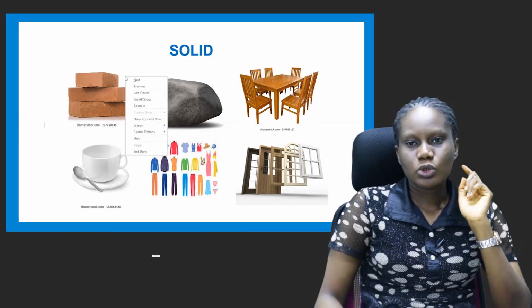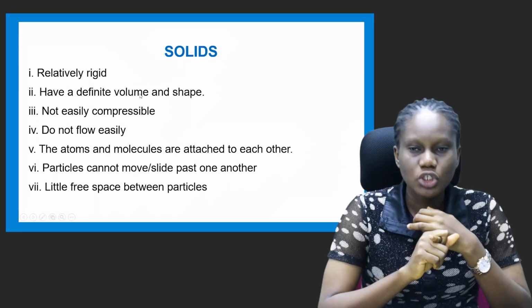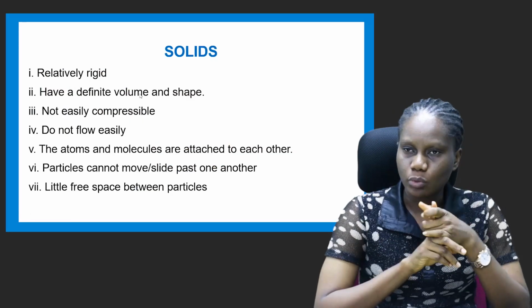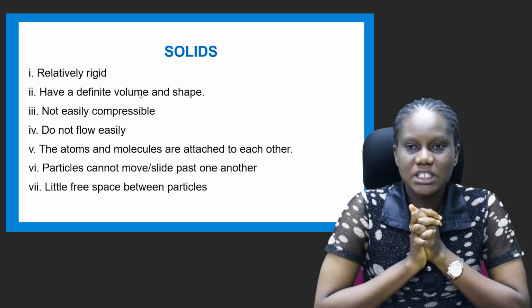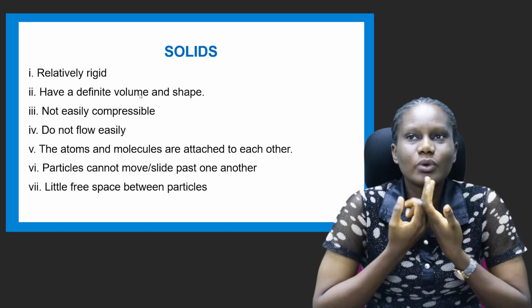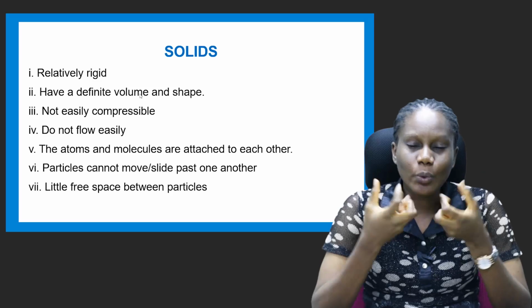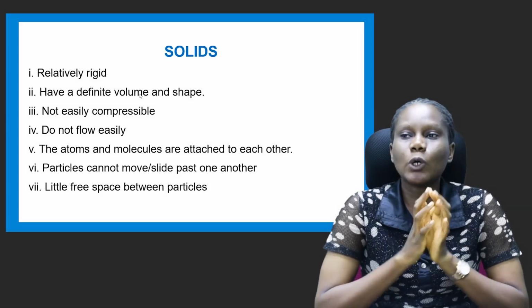That is for your solid. That is number 2. They have what? Number 1 is they're relatively rigid. Number 2, they have a definite volume and shape. Number 3 is they are not easily compressible. That means you can't squeeze them into a corner, let me put it that way. You can't compress them, you can't easily reduce them.